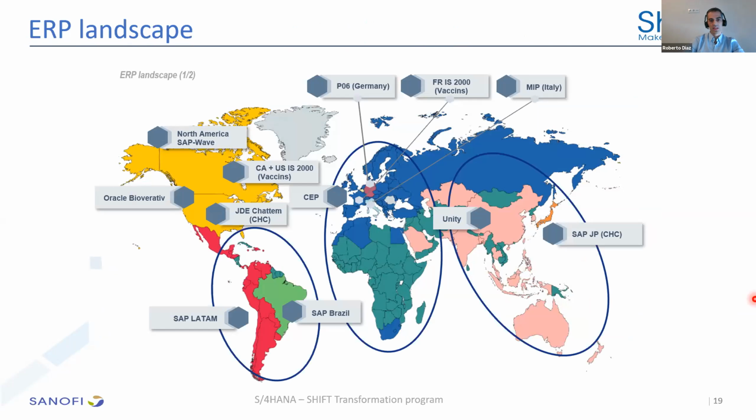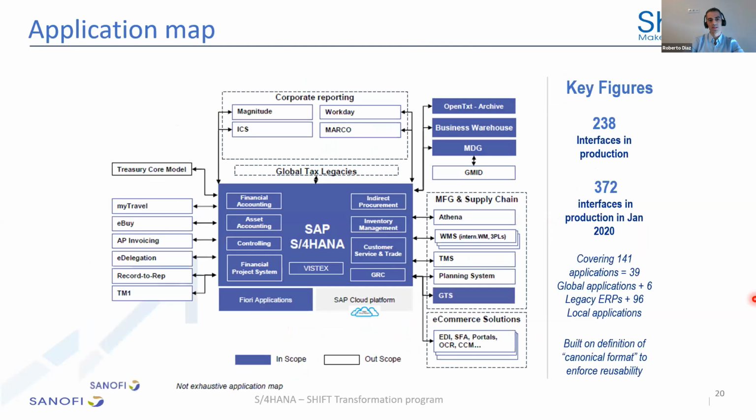This is the Sanofi ERP landscape, with many standalone ERP systems which we aim to integrate with SHIFT. Application map: as mentioned, SHIFT is about back office processes, and you can see them here with the different solutions like Fiori, GRC, MDG, GTS, and so on.